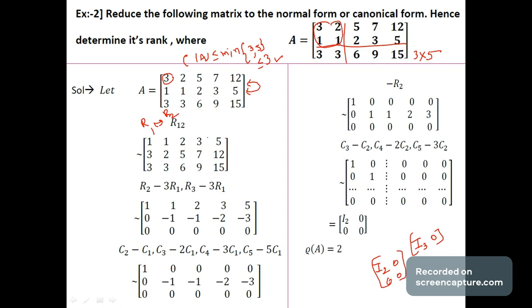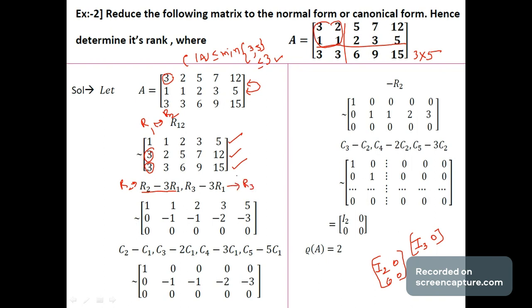So 1 1 2 3 5. Next, the second row is replaced by the first row, 3 2 5 7 12. The third row remains as it is. Okay. So now to make these elements 0, 3 minus 3 into 1. So R2 tends to R2 minus 3R1, R3 tends to R3 minus 3R1, replaced in R3.